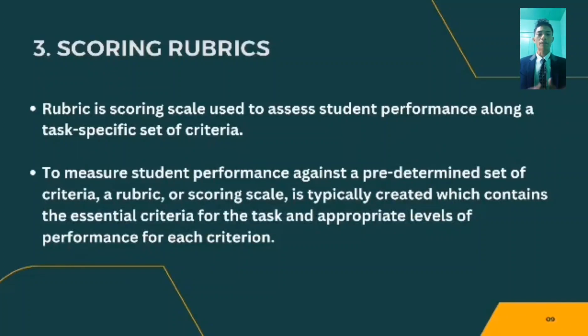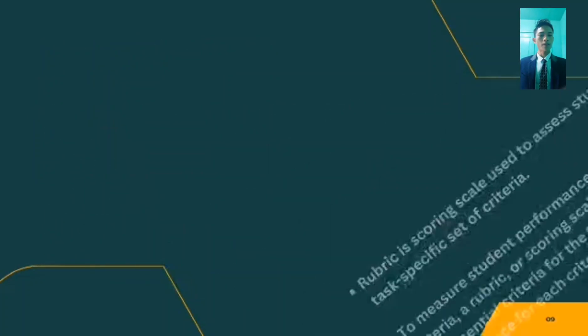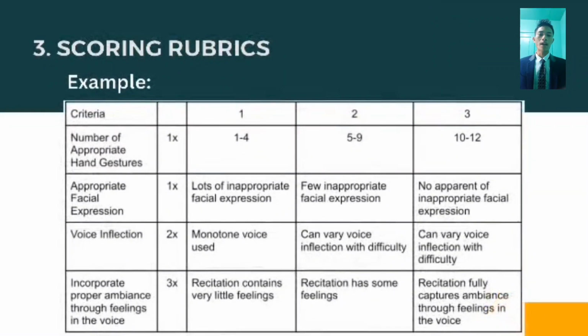So what are descriptors? Descriptors are explicit descriptions of what performance looks like and show how the scores are derived and what is expected of the students. Descriptors spell out each level or gradation of performance for each criterion and describe what performance at a particular level looks like.